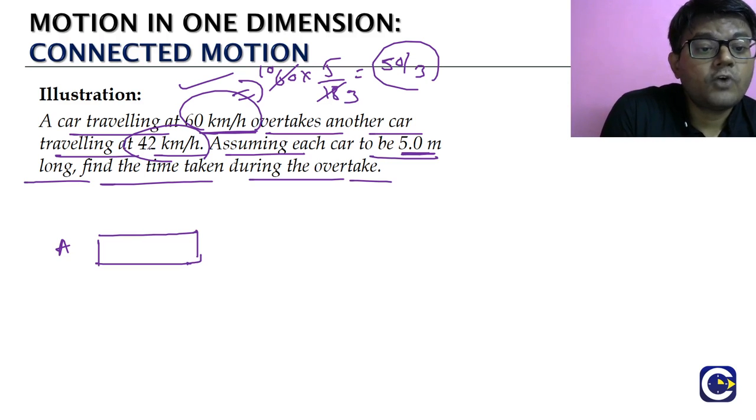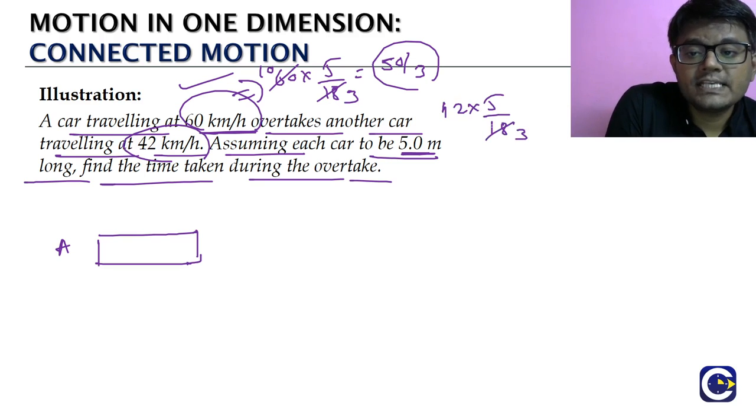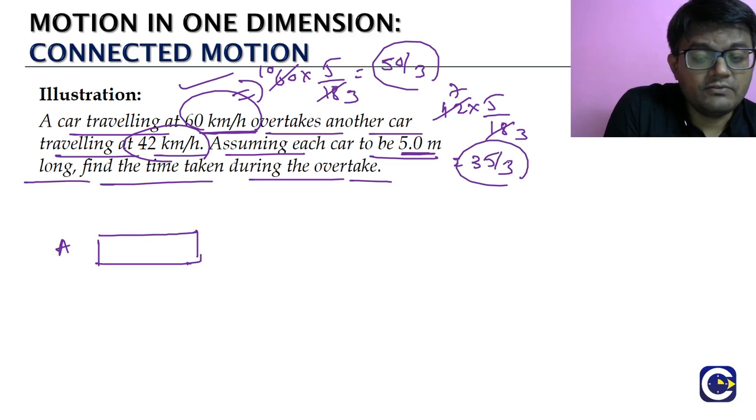Second is what? 42 means 42 into 5 by 18. Here also, 6 3s are 18, 6 7s are 42. How much is it? 35 by 3. We are not getting a proper integer number. We have the fraction. Let us keep it as it is.